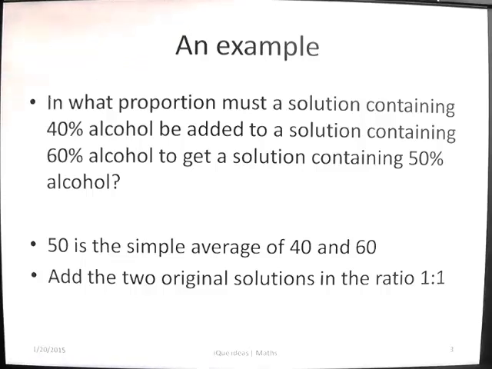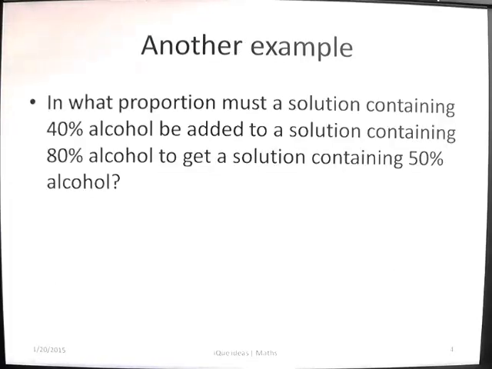But then you can get a twist in the question, which is the more common type of question which can come in mixtures and solutions. So with a slight twist in the numbers, let us say it is asked, in what proportion must a solution containing 40% alcohol be added to a solution containing 80% alcohol to get a solution containing 50% alcohol? Now, 50 is not the simple average of 40 and 80. So then how do we get the ratio in which to add the two solutions? Well, first let me show you the technique and then the explanation of the technique called alligation.